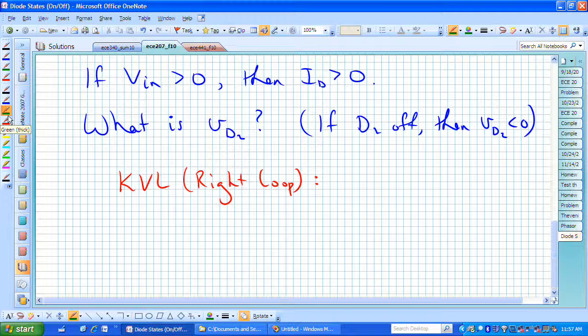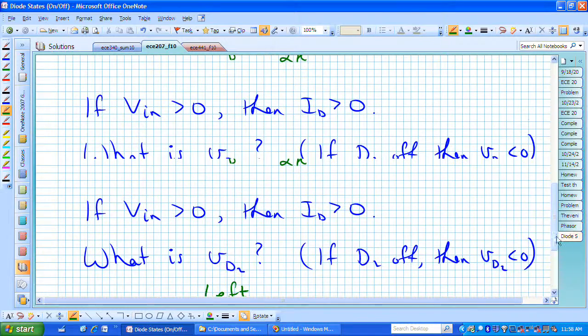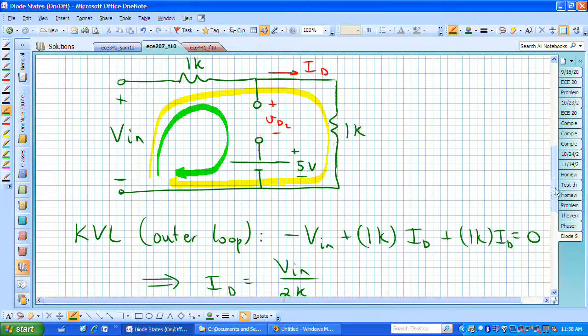Why did I say right loop? That should be the left loop. So let me correct that. I can't seem to tell direction. So we now have KVL on the left loop. KVL on the left loop is, oh, that's why I said right loop, is because I wanted the right loop. Let me not do that KVL.